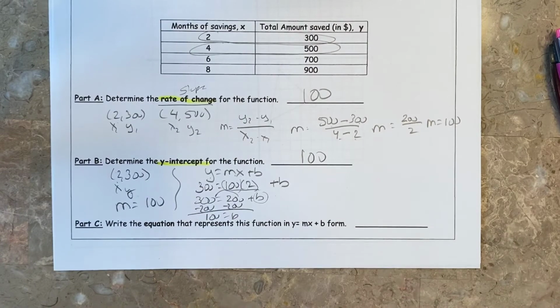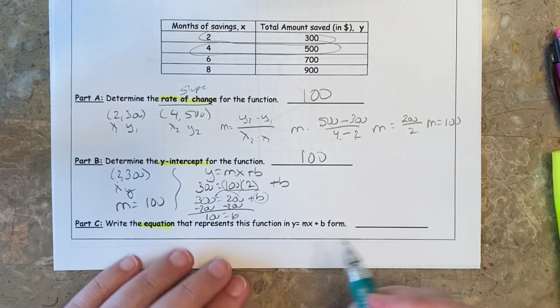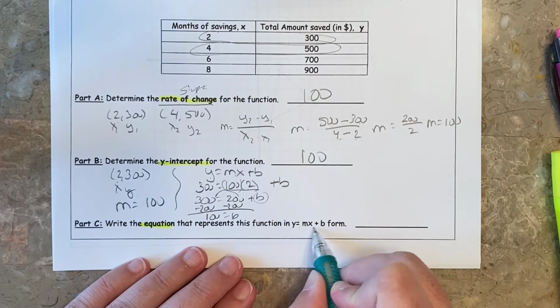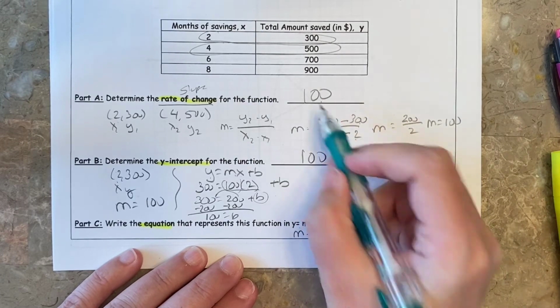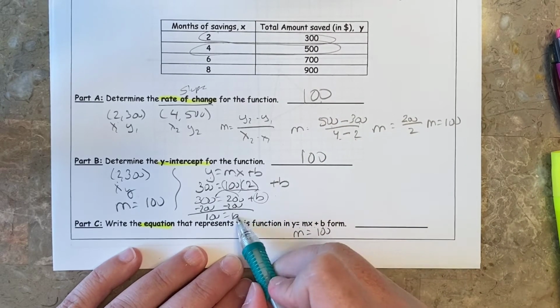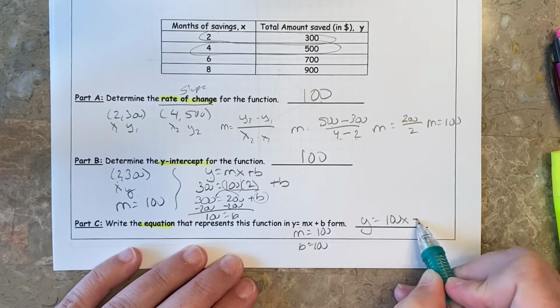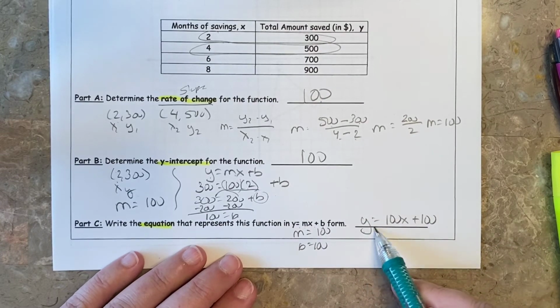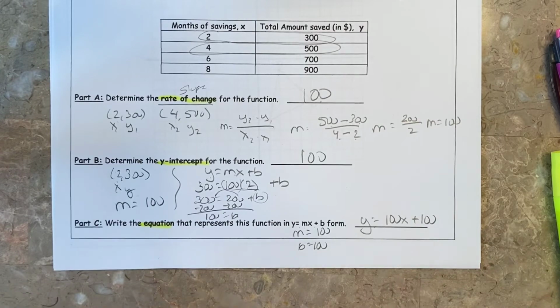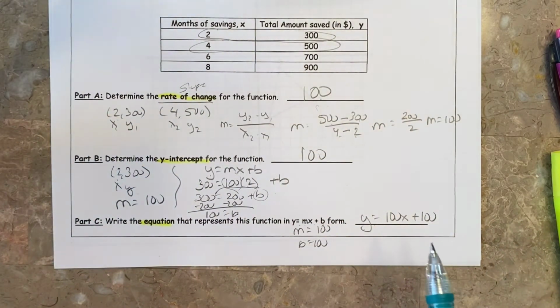All right, and then the last thing we want to do is figure out the equation. So you're plugging into this y equals mx plus b form. So I know the m from above is 100. I know the b from below is also 100. So plug in to get your equation, y equals 100x plus 100. They're not always the same. That just happened to happen, which is kind of funny.